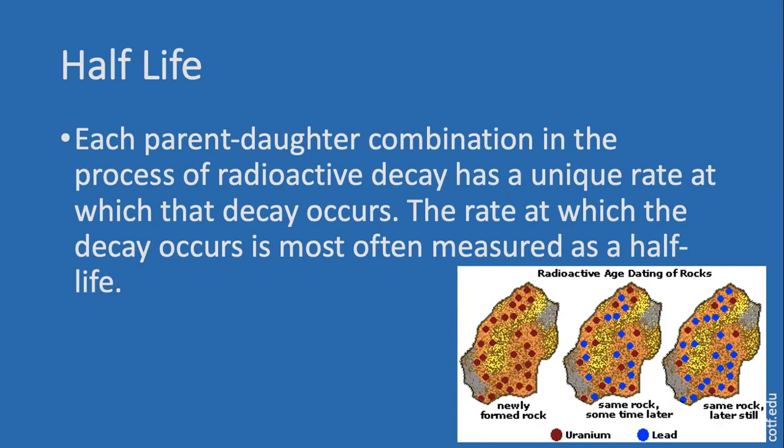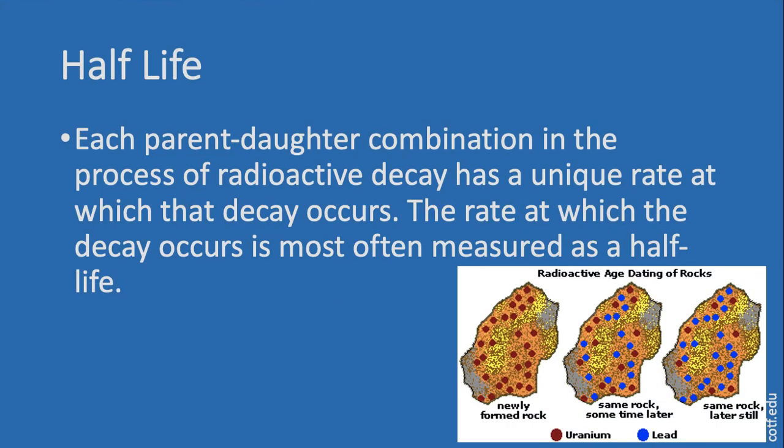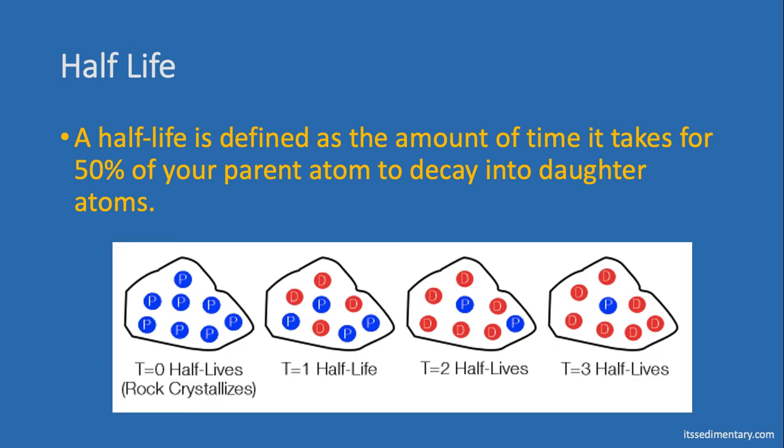Each parent-daughter combination in the process of radioactive decay has a unique rate or speed at which that decay occurs. The rate at which the decay occurs is most often measured as a half-life. Half-life is defined as the amount of time it takes for 50% of your parent atoms to decay into daughter atoms. So when the rock is formed, you have 100% parent atoms. After one half-life, you have 50-50 parent and daughter atoms. After two half-lives, you lose 50% of your parent atoms again. So each time a half-life passes, you lose 50% of the parent atoms.